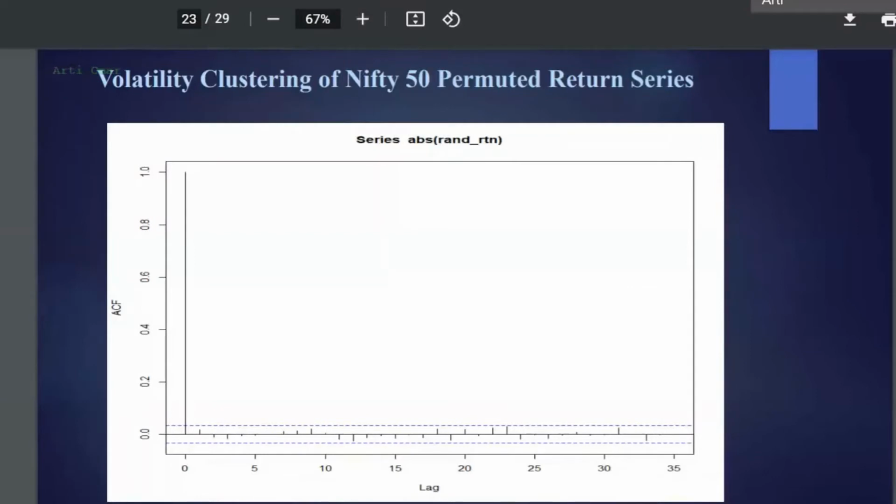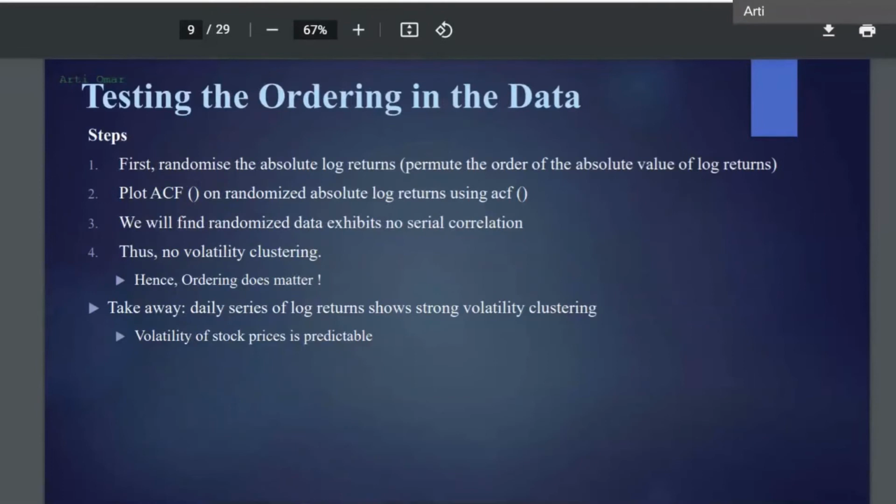Now, I request you to move to slide number 8. Yeah, so this is the same thing which I have discussed, so I need not repeat it again. Come to slide number 9.